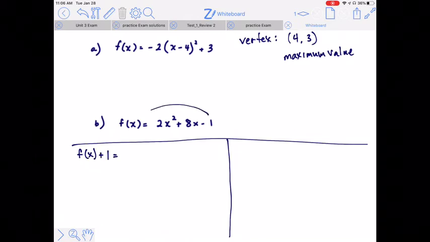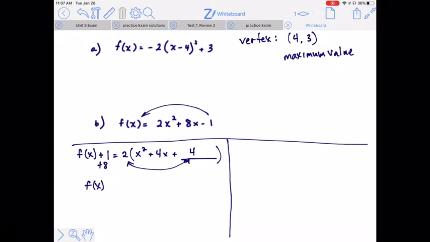I'm going to move this -1 to the other side by adding 1, then factor out the 2. Then I've got to figure out what completes the square. Half of 4 is 2, 2 squared is 4, so I would add 4, but I really didn't add 4, I added 2 times 4, which is 8, so add 8 to both sides, and now I've got f of x plus 9 equals 2 times (x plus 2) squared. That (x plus 2) squared came because x squared plus 4x plus 4 factors into (x plus 2) times (x plus 2), or (x plus 2) squared.